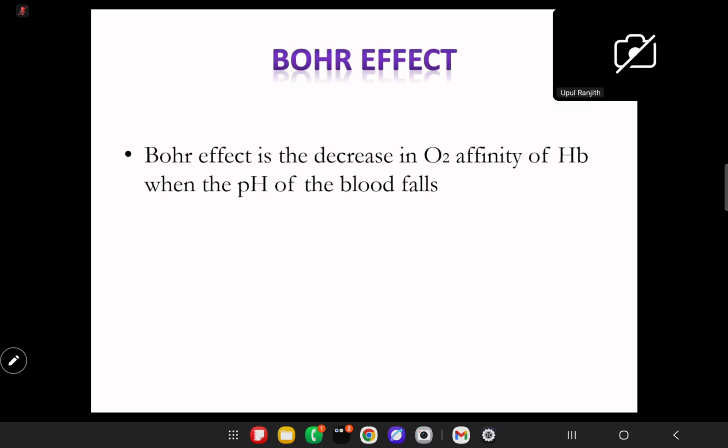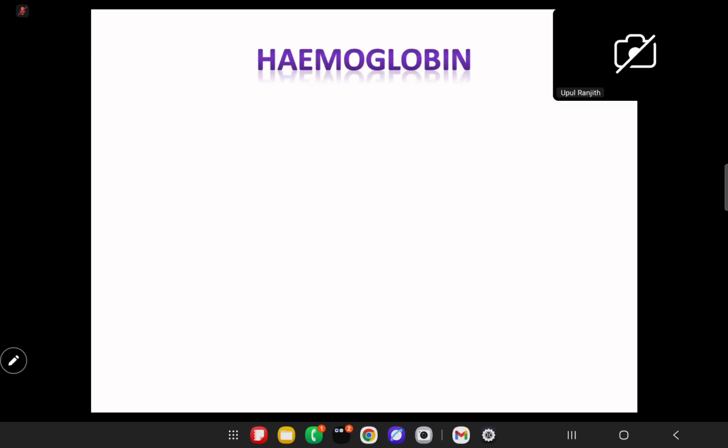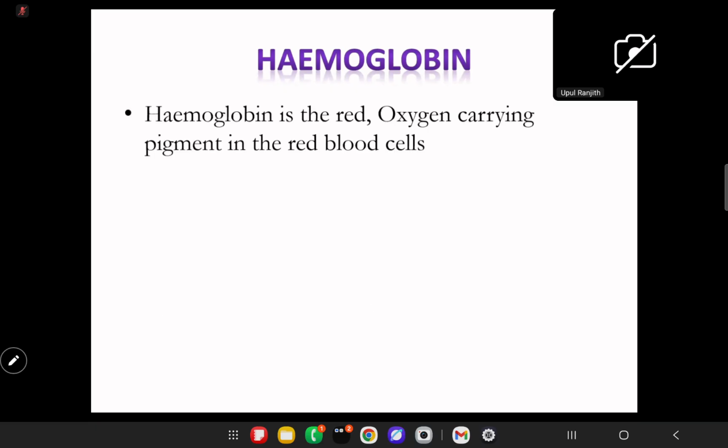Right, then a few words about the Bohr effect. The Bohr effect is the decrease in oxygen affinity of hemoglobin when the pH of the blood falls. In the tissues, because of metabolism, the tissue pH is lower, so the affinity for oxygen is reduced. Therefore, it helps in the release of oxygen at tissue level.